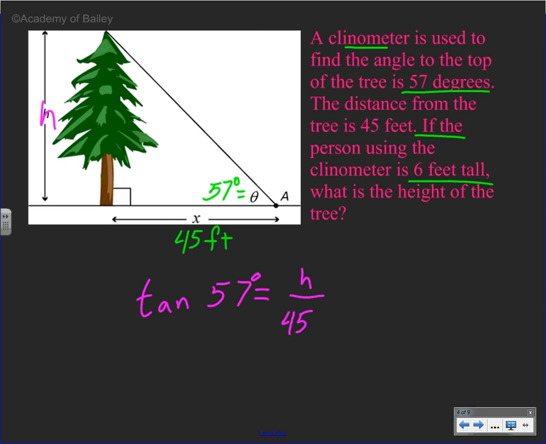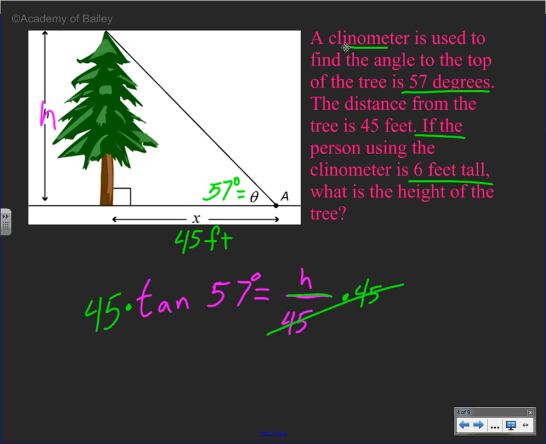So now if we look here, how are we going to solve for h? H is the variable that we're trying to solve for. So the opposite of dividing by 45 is multiplying by 45. If you multiply the right side by 45, you have to multiply the left side by 45. So in our calculator, we're going to use a calculator for this. It seems to be the most efficient way of getting it done at today's time.